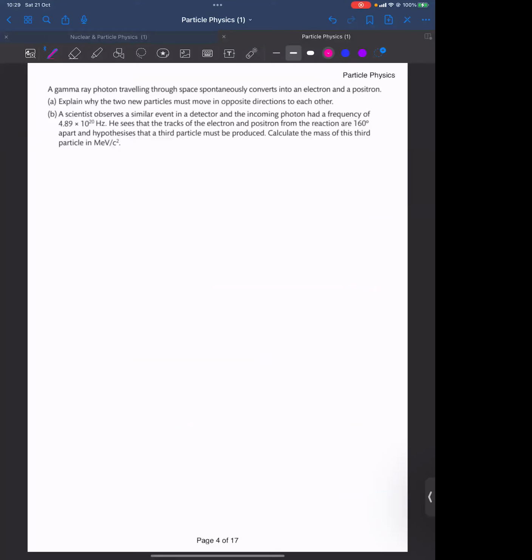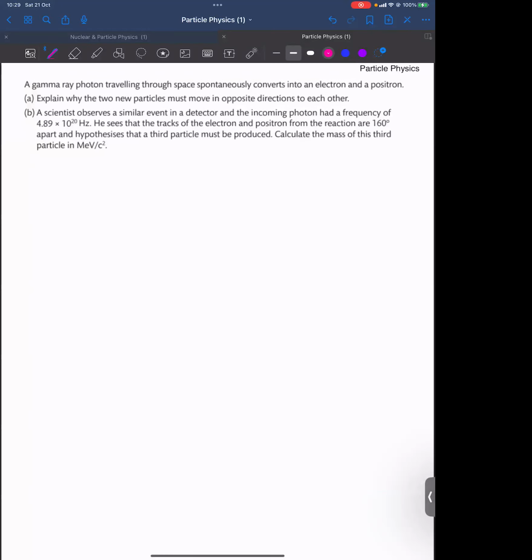Page number 4. A gamma ray photon traveling through space spontaneously converts into an electron and a positron. Explain why the two new particles must move in opposite directions to each other.